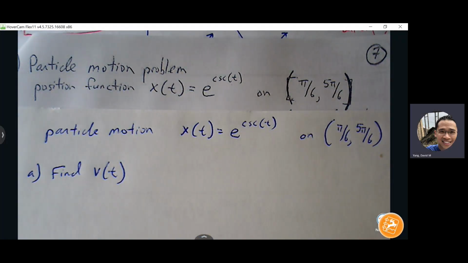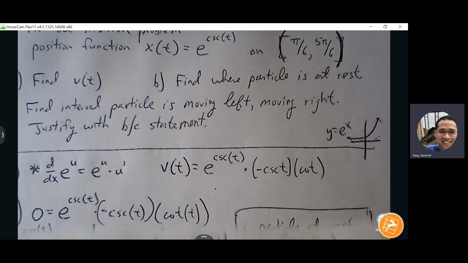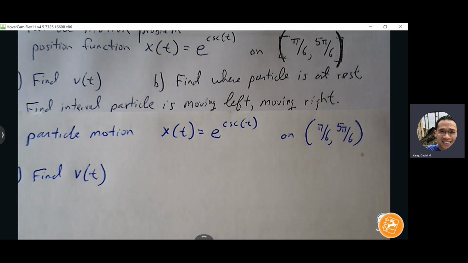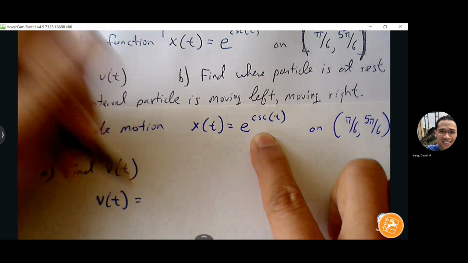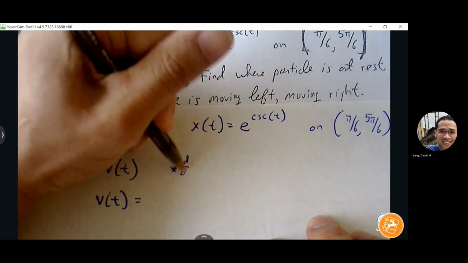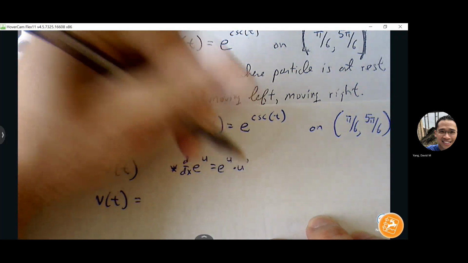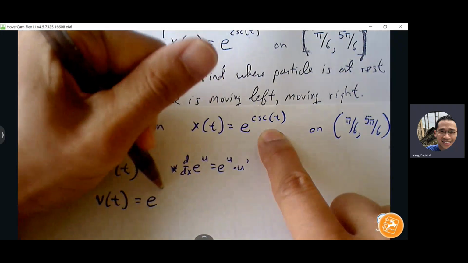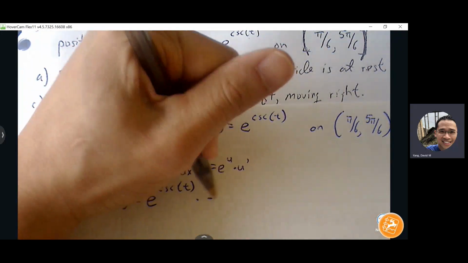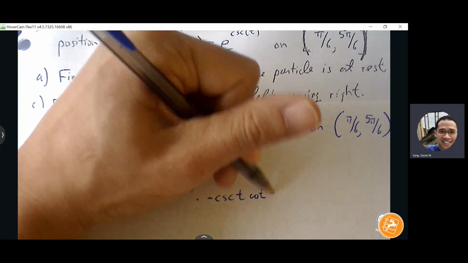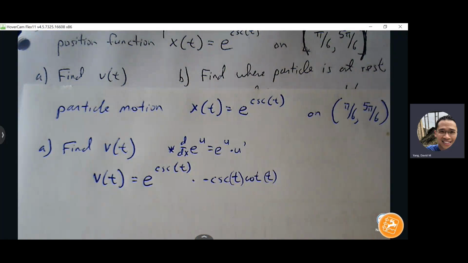So if I want to find the velocity function, I have to find the derivative. To find the derivative, what rule specifically do we have to involve here? E to the u times u prime. Okay. And also we have to involve cosecant's rule, right? Cosecant's rule is negative cosecant u cotangent u times u prime. So I'll build those together here. So e to the u times u prime, so e to the cosecant of t times u prime. Cosecant becomes negative cosecant u cotangent u times u prime, and t's derivative is just 1, so it's not going to produce anything.